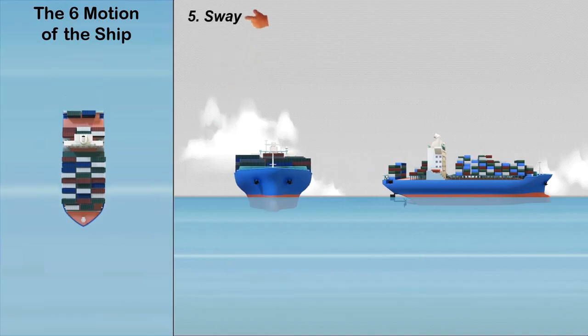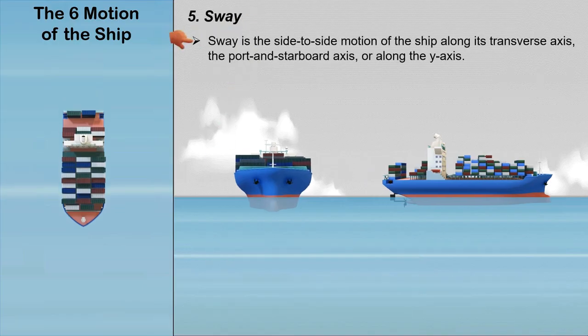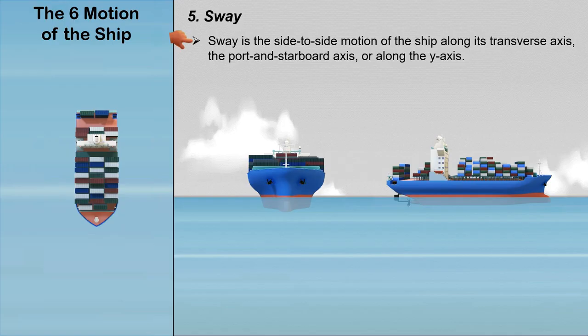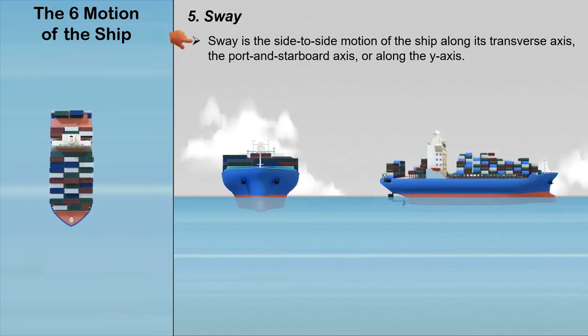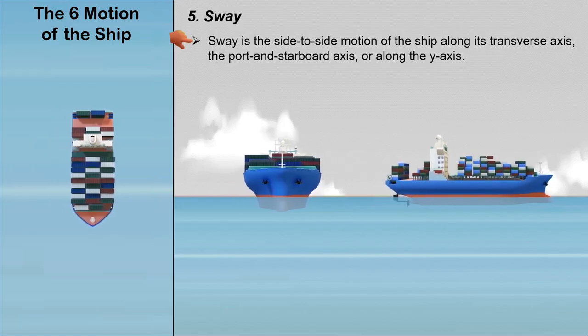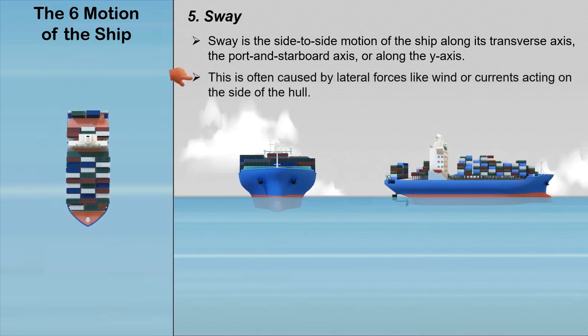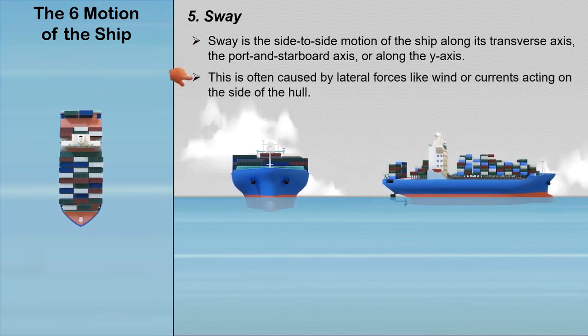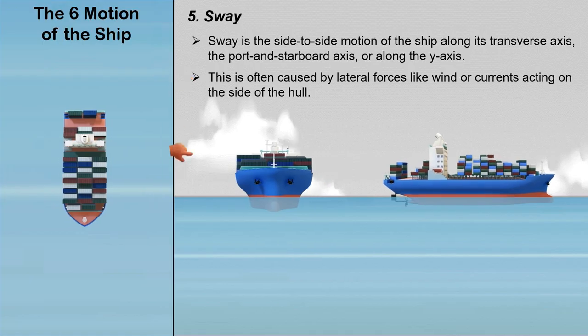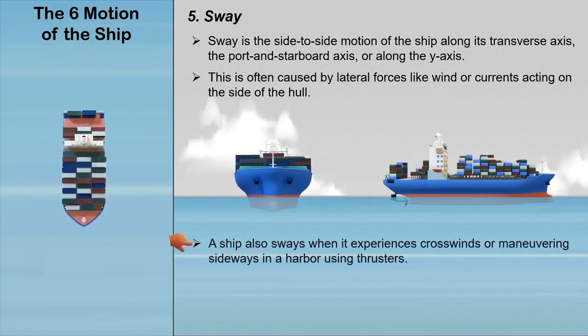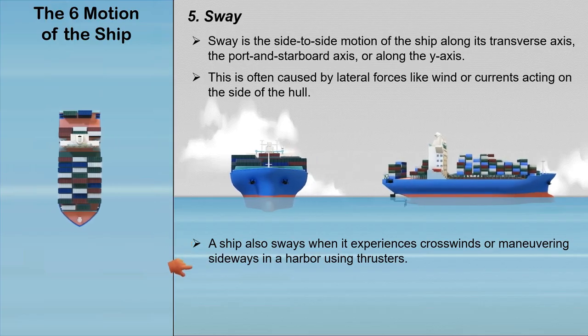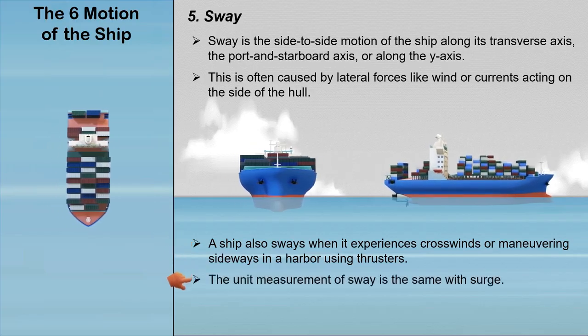Another motion of the ship is sway. Sway is the side-to-side motion of the ship along its transverse axis, the port and starboard axis, or along the y-axis. This is often caused by lateral forces like wind or currents acting on the side of the hull. A ship also sways when it experiences crosswinds or maneuvering sideways in a harbor using thrusters. The unit measurement of sway is the same as surge.